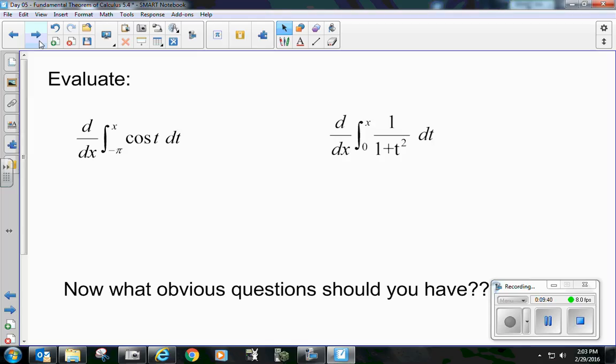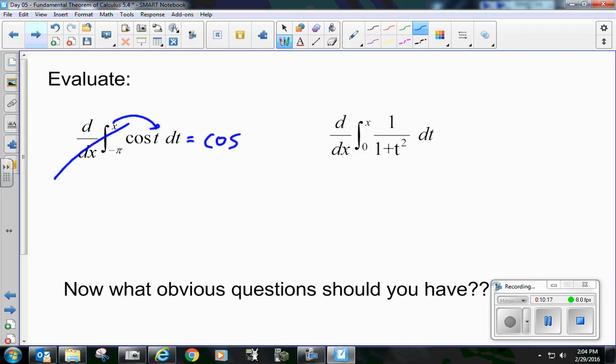These are not meant to trick you. Look at these for about 5 seconds and tell me what you think the answers are. Some people say something's different. Some people say something's the same. All right, again, what do you think? What do you think this is going to end up being? Then I have to take the derivative of it. So these cancel, and my x just goes. So that's just cosine of x. What do you think is going to happen here when these cancel?